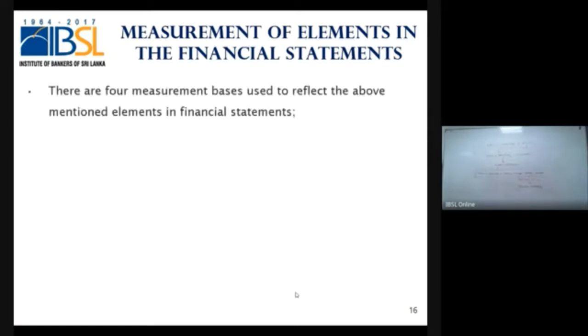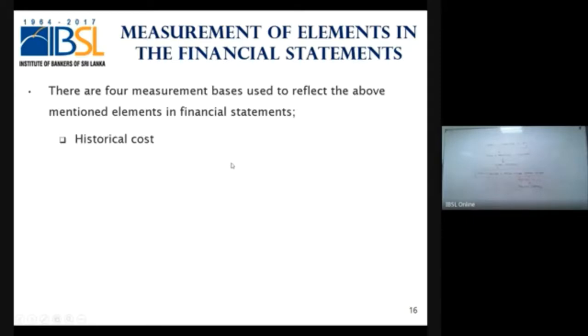So next item that we are going to look at is how the financial statements could be measured. That is, these items that we discussed now, asset, liability, income, expense, equity, dividend, everything has to be measured. Now, how do we measure it in terms of rupees and cents? That is what we are going to look at. And this will be based on certain concepts or features that we are going to learn now.